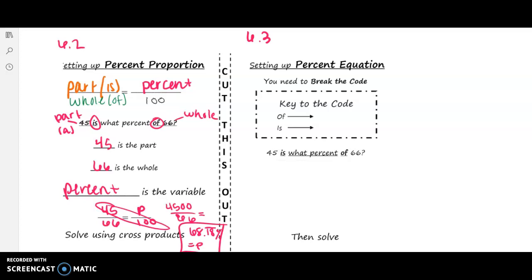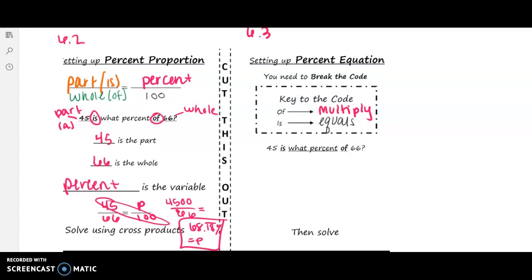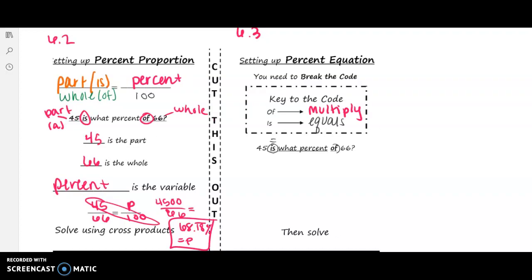Anytime we see the word "of" and we know that we're going to use an equation, this means that we are multiplying. And anytime we see the word "is," we know that this means equals. So when I look at my word problem, I'm going to annotate it using those two keywords. The word "is" means equals, and the word "of" means multiply.